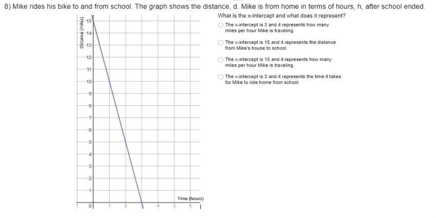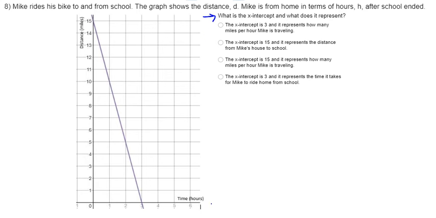Mike rides his bike to and from school. The graph shows the distance D Mike is from home in terms of hours H after school ended. Okay, so we have a graph here. It's labeled for us. The y-axis is our distance, and the x-axis is the time in hours. And we are trying to answer what is the x-intercept and what does it represent for this situation.